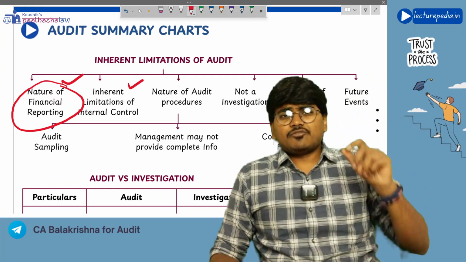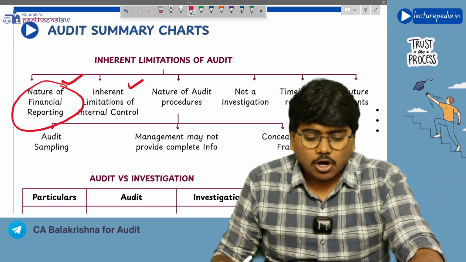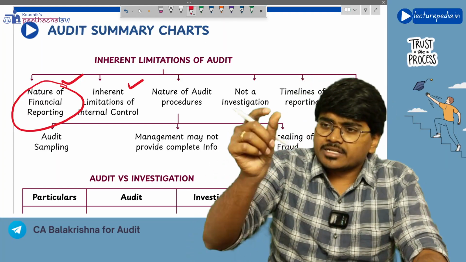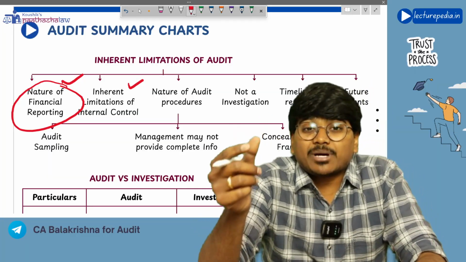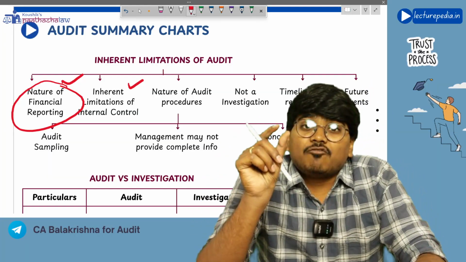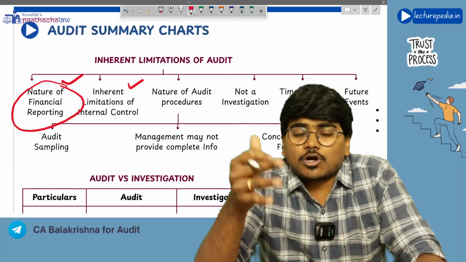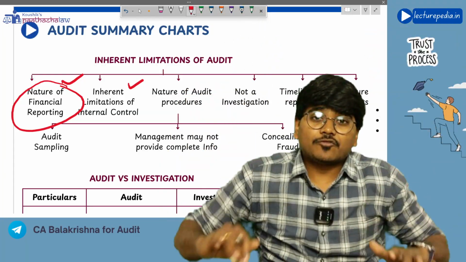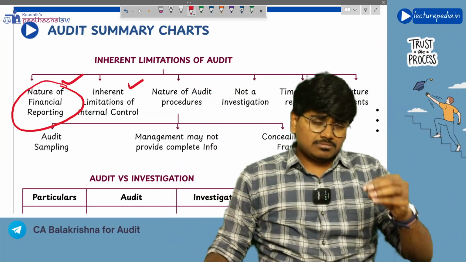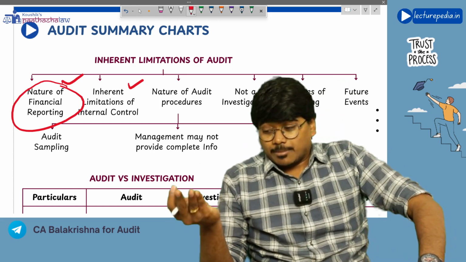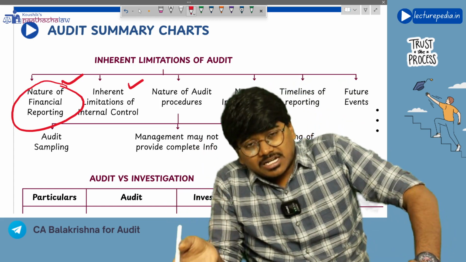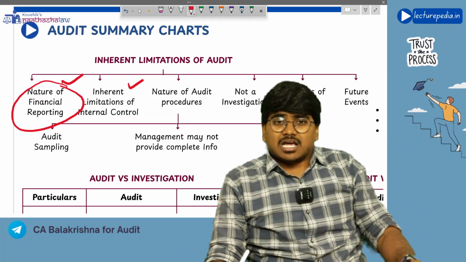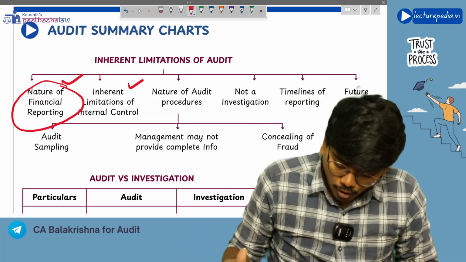Next, inherent limitations of internal control. Even the internal controls in the organization have certain inherent limitations. See, internal controls are implemented for the purpose of prevention, detection, and correction of frauds and errors. But they cannot prevent, detect, or correct 100% of frauds and errors because of their limitations. So because of the limitations of internal control also, the auditor cannot give 100% assurance. This is also one of the limitations of audit.